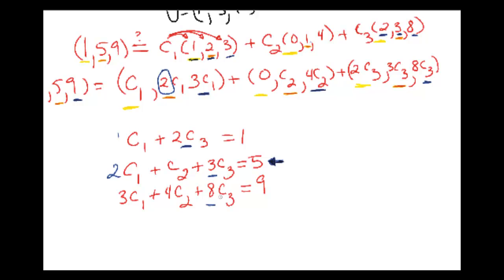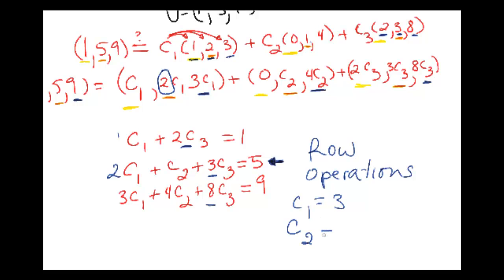Alright, so indeed it can be a linear combination. Then what you do is you do your row operations, and after you do your row operations, you should come up with what those constants are: C1 in this case would be 3, C2 would be 2, and C3 would be -1. You can test out your row operation skills if you want to. That's not what this video is about.